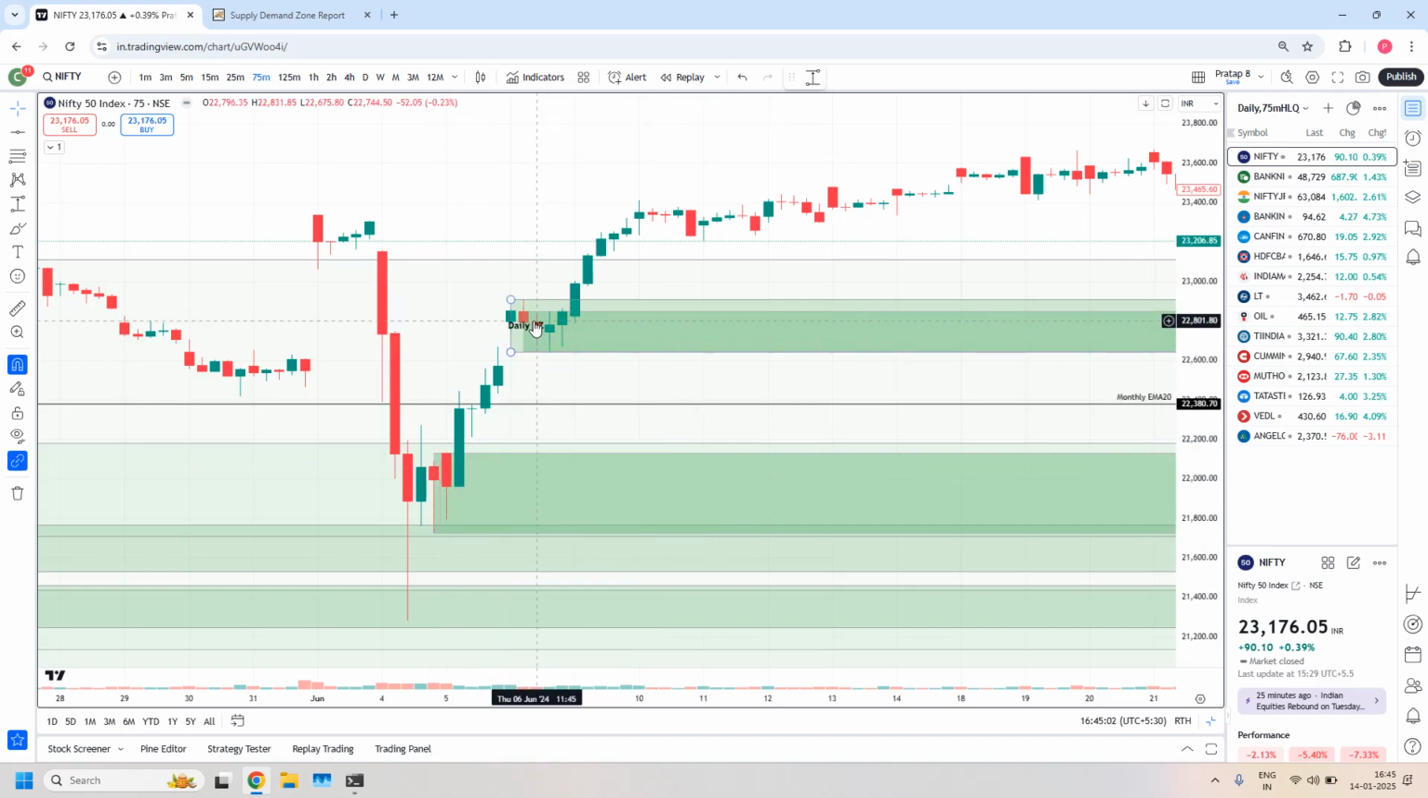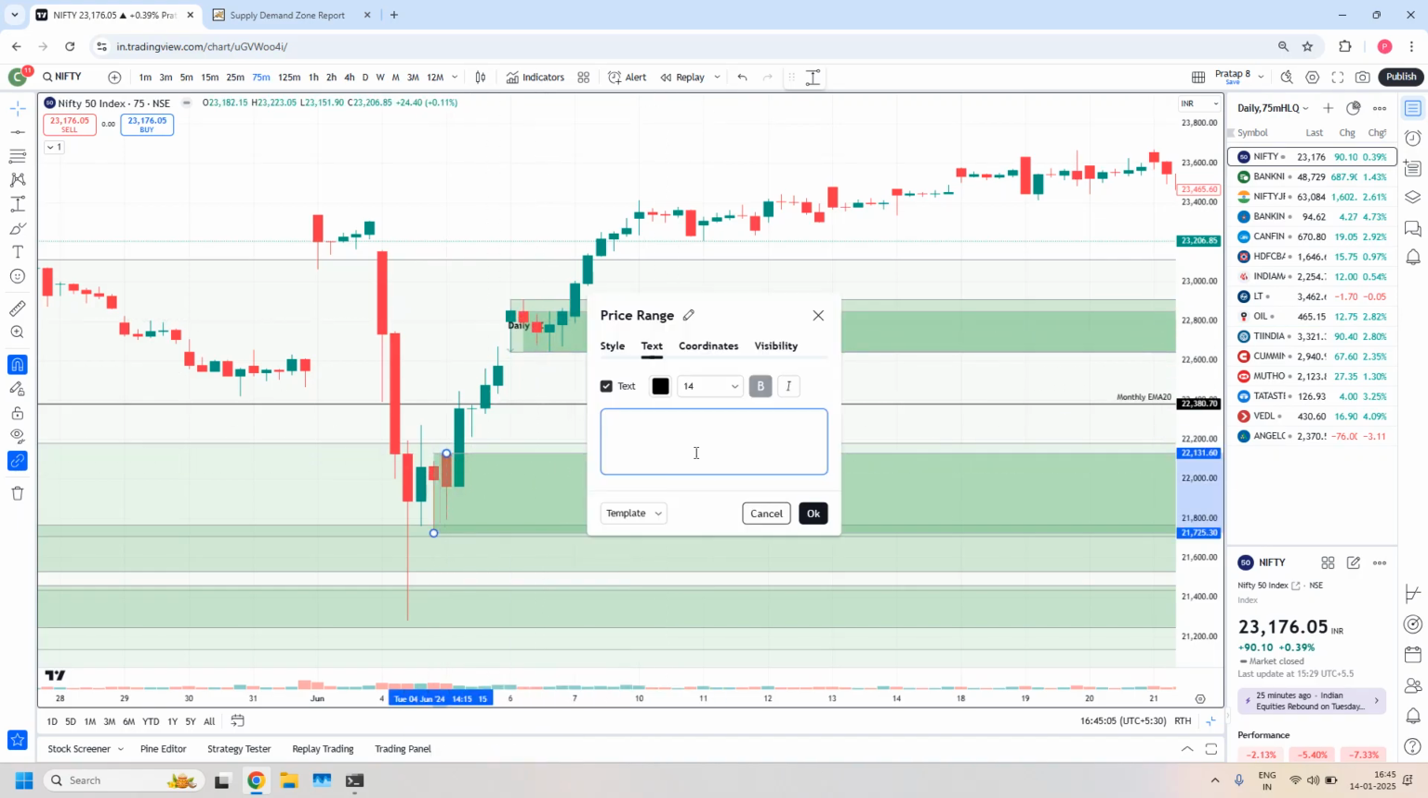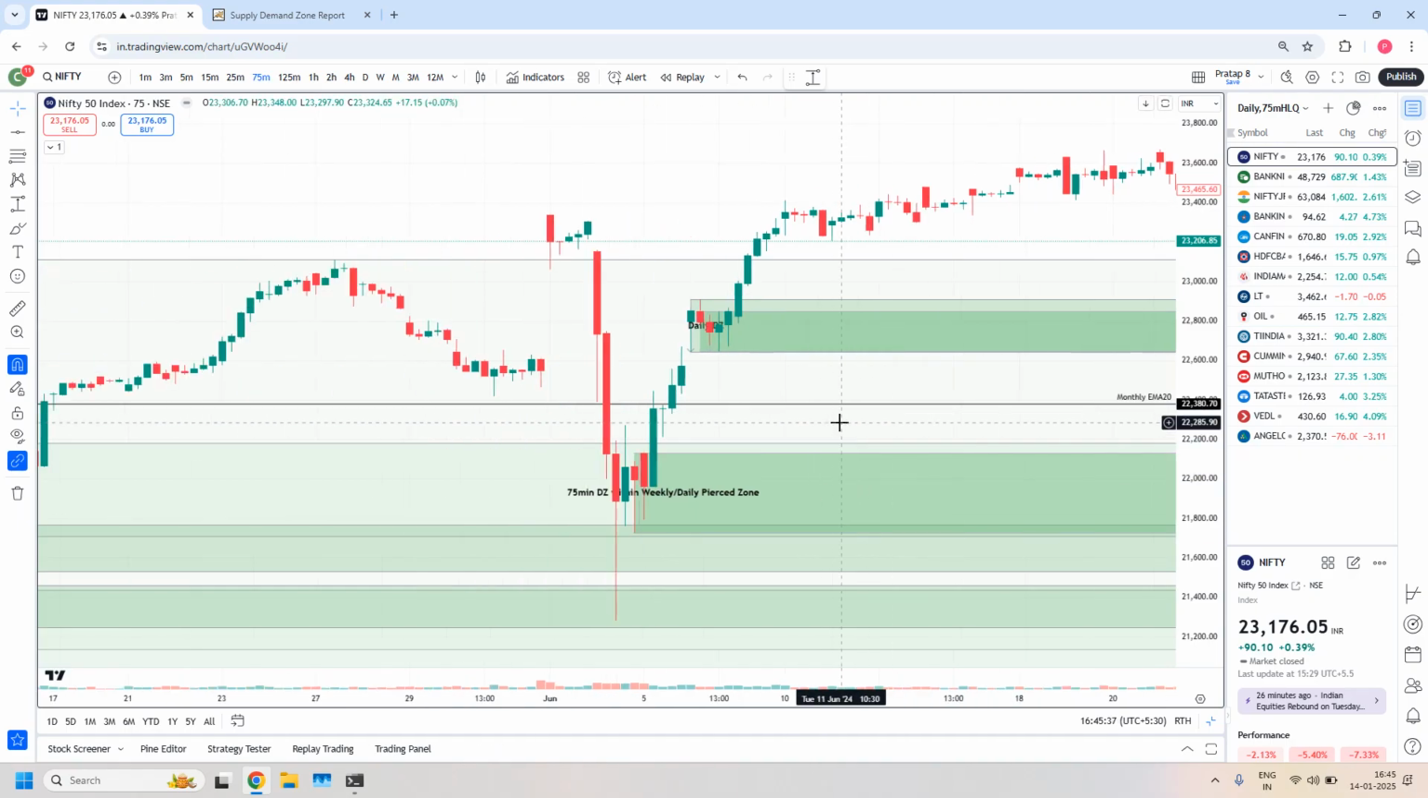So let me add a text here so that you will understand. This is a 75-minute demand zone within weekly and daily pierced zone. Because you should remember this text, then only you will understand why we have drawn this zone.